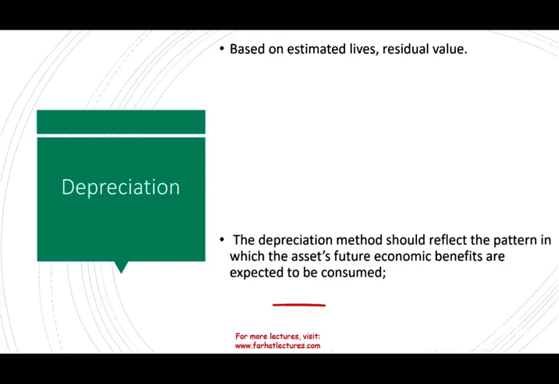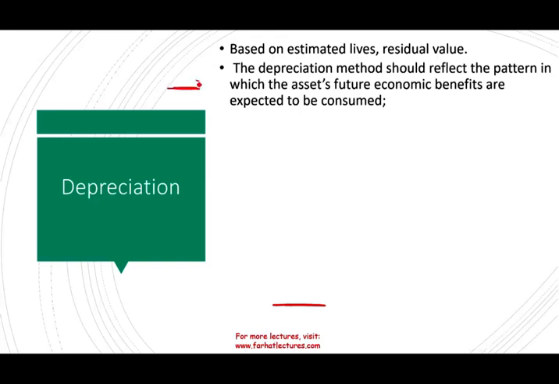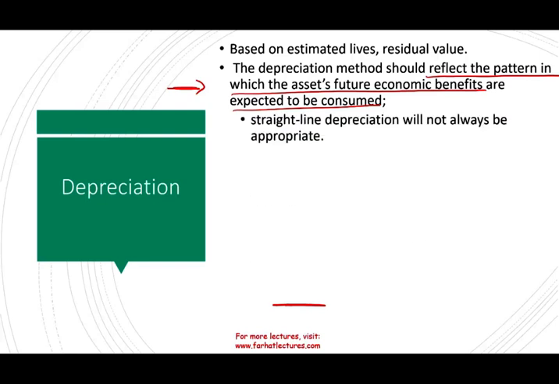Okay. Let's talk about depreciation, because depreciation is a major component of property, plant, and equipment. The depreciation for IFRS or IAS 16 is similar to US GAAP. It's based on the estimated life, and there's a residual value if there is one. The depreciation method is a very general rule, just like US GAAP. The depreciation method should reflect the pattern in which the asset's future economic benefits are expected to be consumed. So how are you going to consume this asset? Now, straight line may not always be appropriate, but they're pretty flexible.